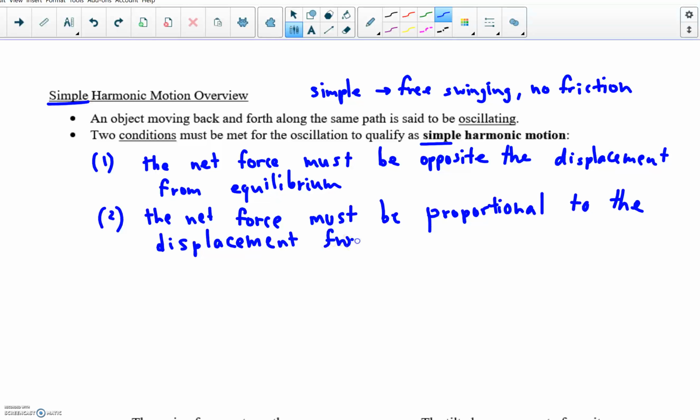Look at this. Look at how specific we're being. Every time we say the displacement from equilibrium. That's part of the answer. If this were on a test as a short answer, you would have to say from equilibrium. That's included as part of the answer.